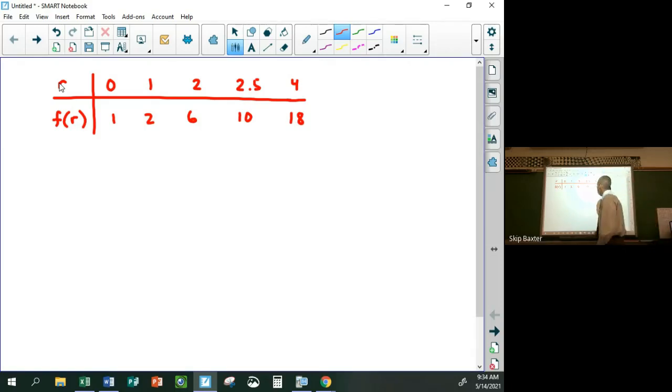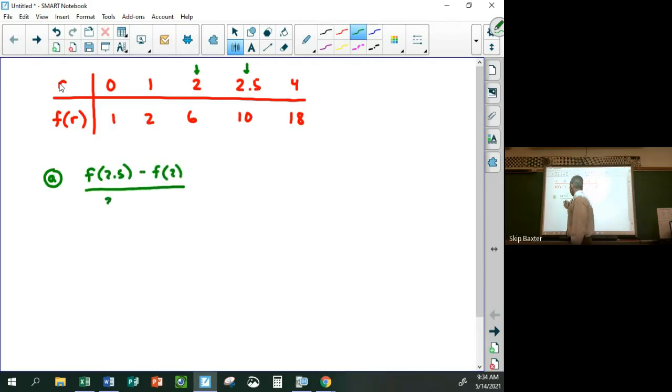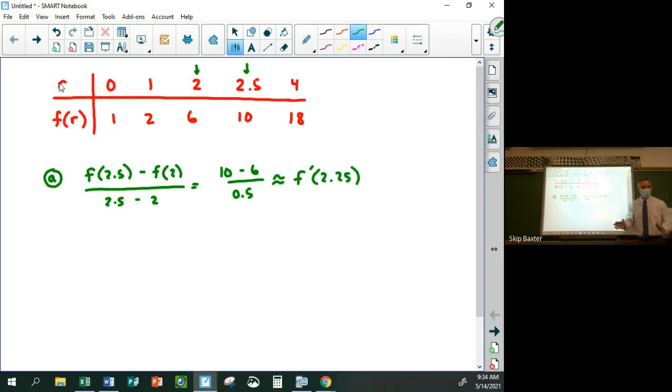Yeah, you just take the points that are on either side of it, which would be these 2 points, and then just do the average rate of change, right? Which is just the slope formula. So for part A, you should have just done f of 2.5 minus f of 2 divided by 2.5 minus 2. So this is 10 minus 6 over 0.5. And this is approximately f prime of 2.25. And you can leave it just like that. Any questions on that? Raise your hand if you think you did that. That's a good start.